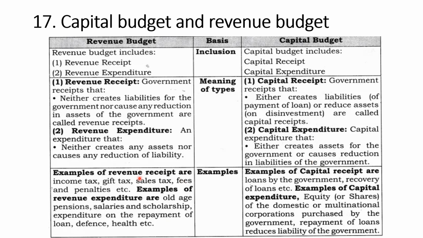Examples of revenue receipt are income tax, gift tax, etc. Examples of revenue expenditure are old age pension, salary, scholarship, etc. The examples of capital receipt are loans by the government, recovery of loans, etc. Capital expenditure include shares, repayment of loans, etc.